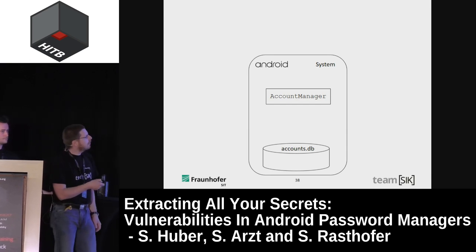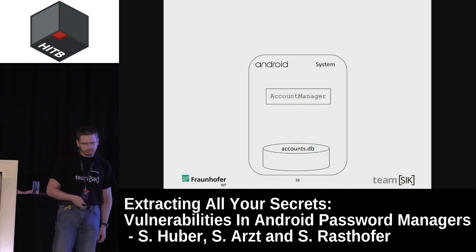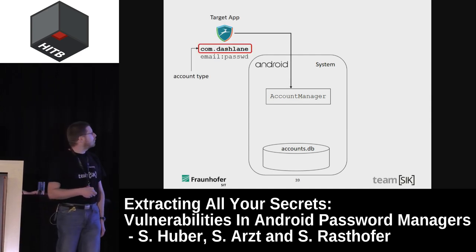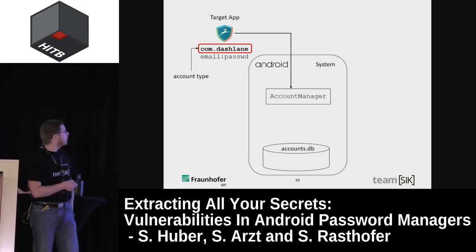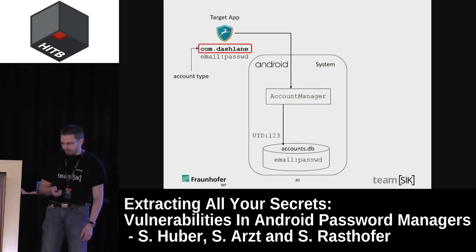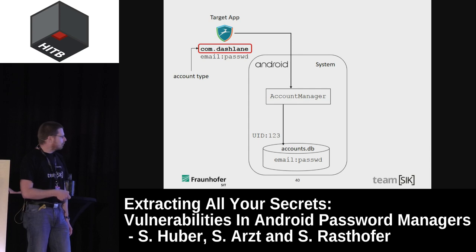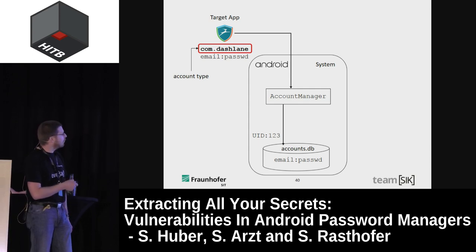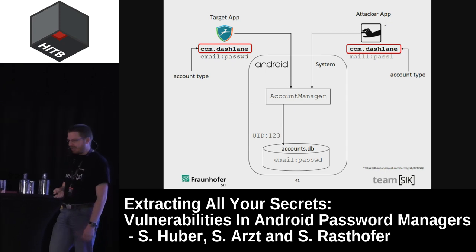So here again you see the Android system, our account manager API, our account database. Now when we install an application and the application wants to store some information in this database, it needs a so-called account type. You can imagine this account type as some kind of primary key for the database. So the data is stored in the database. Also Android stores the UID, so it knows, okay, for this UID and this kind of primary key, this stored information is associated. Now we see our attacker app.